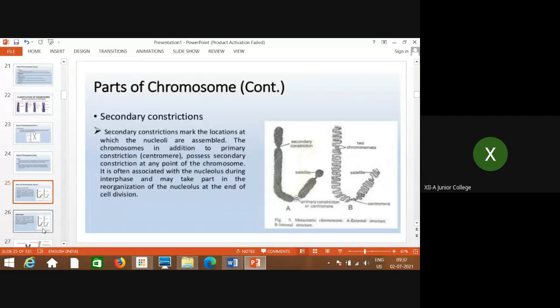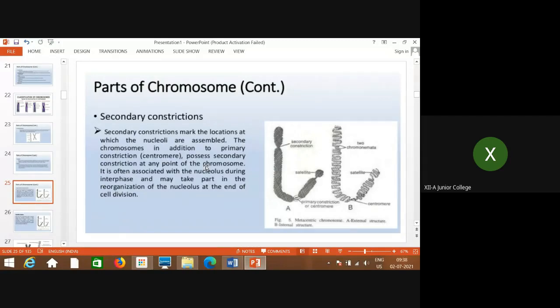Now, a few additional parts you should also know. This is the primary constriction. Now this is one more constriction in the chromosome. It is constricted at that particular point. You can see the diameter at this point, and the diameter of the chromosome at this part. Here it is constricted, so this is the second constriction. So this is called a secondary constriction. The secondary constriction marks the location at which the nucleoli are assembled.